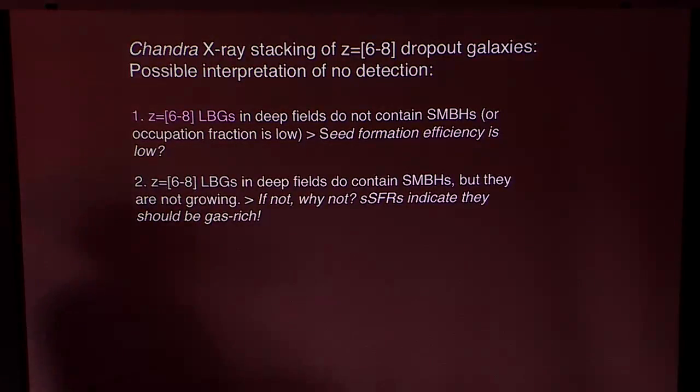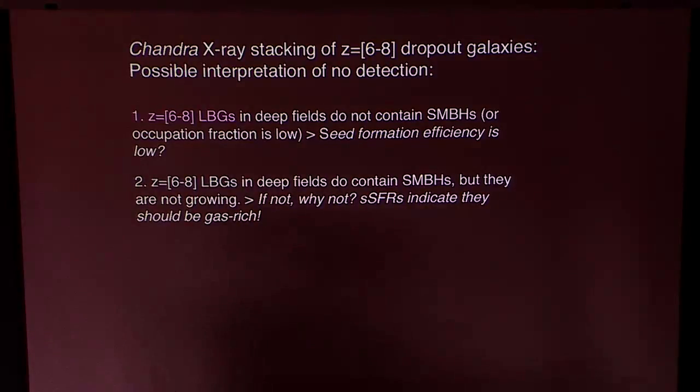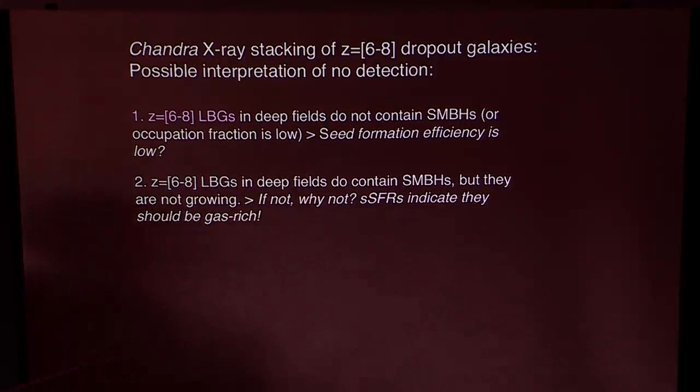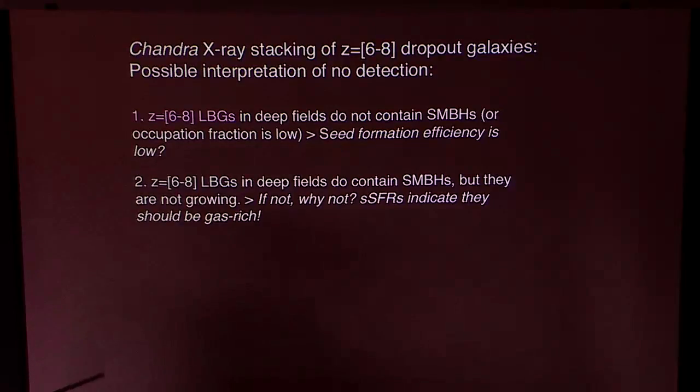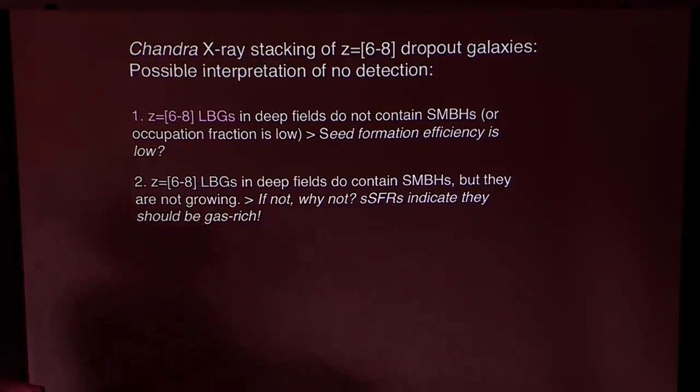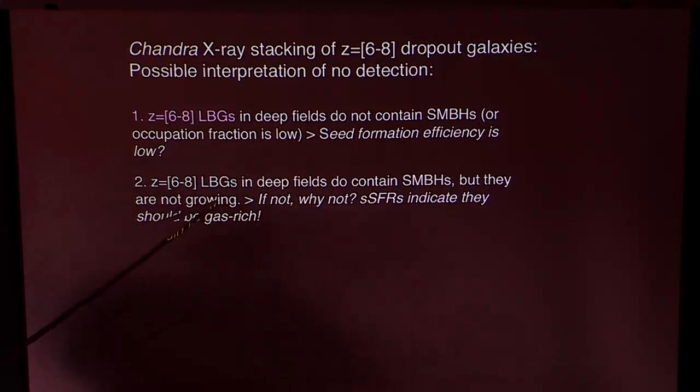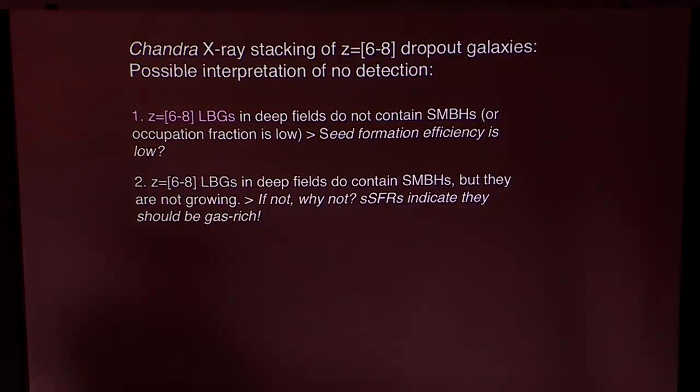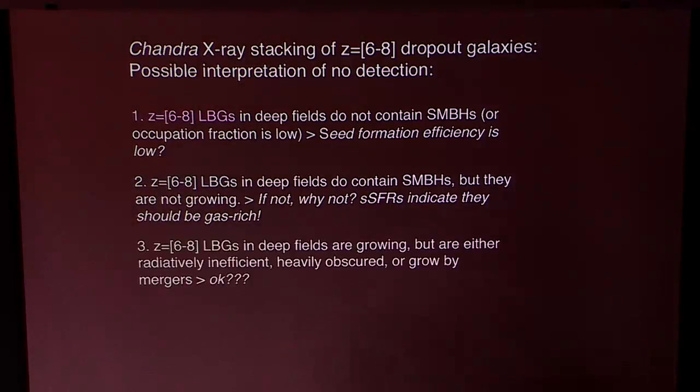These galaxies have very high specific star formation rates, and that means they should be gas-rich, which means there's certainly enough fuel to feed the black hole. In a specific case you could always say, well, you're not accreting right now because you're not feeding, but on average, it seems a little odd that we're not catching any of them accreting. So maybe they contain black holes that are not growing by accretion, but that seems odd given everything we know about these galaxies. But for completeness' sake, we have to list it.